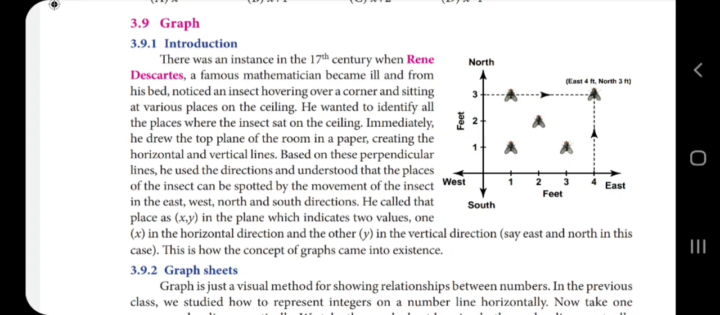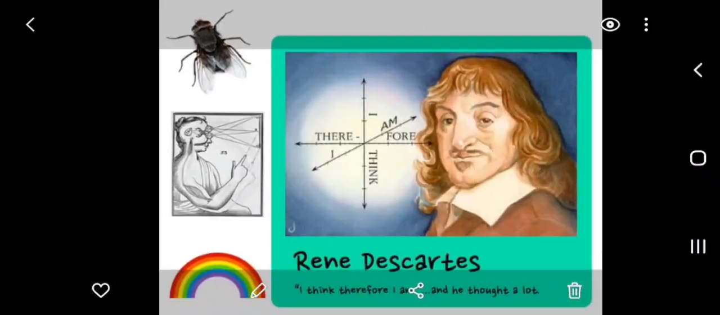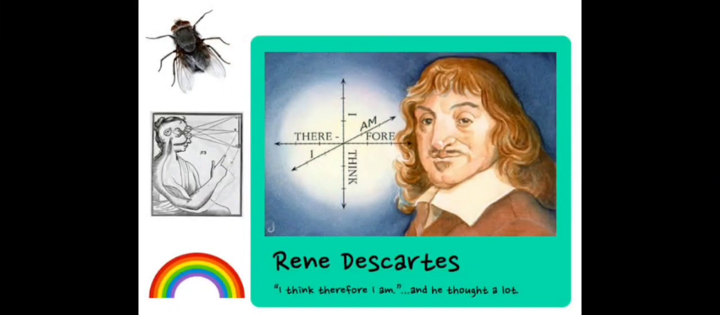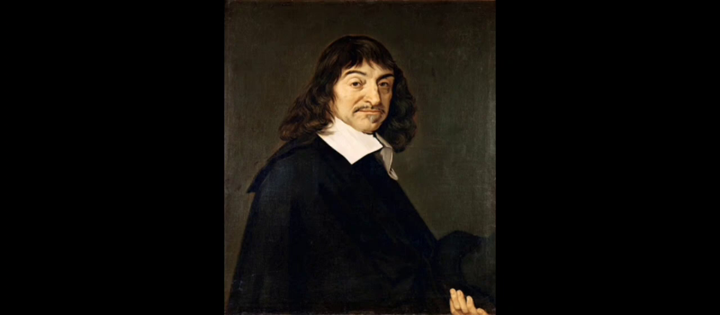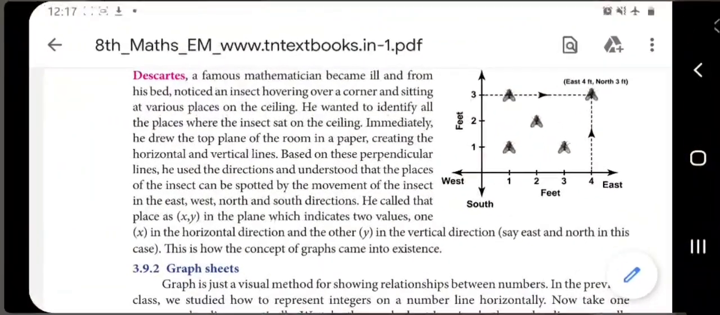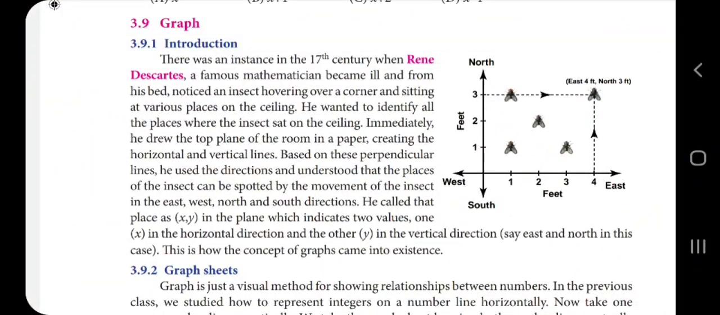So there was an instance in the 17th century when René Descartes, you can see in this picture, he is René Descartes. He is a mathematician. He lived in the 17th century. He only introduced the graph.